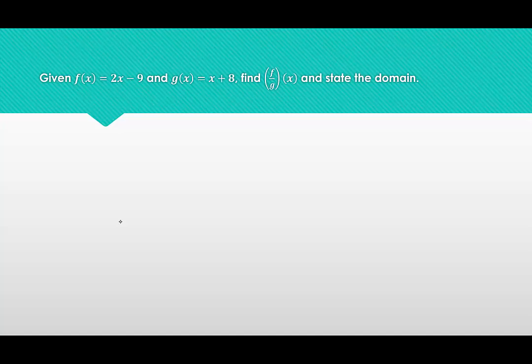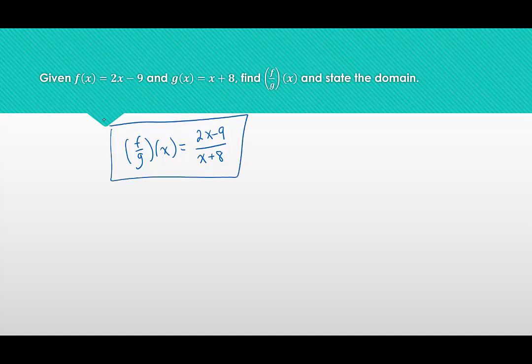Now we're ready to find f over g of x, so we can set it up. We're just going to take that function f, 2x minus 9, and put it over g, x plus 8. The next thing we would want to do is look to see if we could simplify by factoring. Neither the numerator nor denominator are factorable, and they don't have any common factors, so this would be it thus far. But we do have restrictions on the domain of this quotient function.